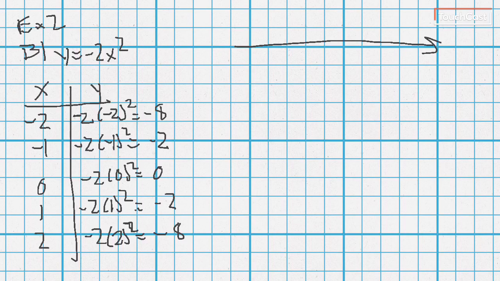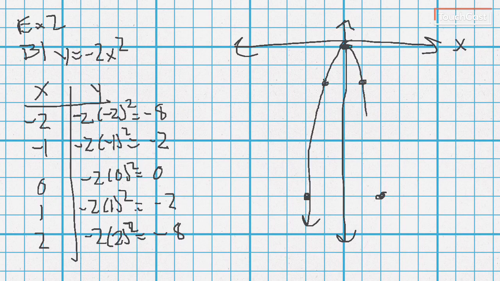We've got our x-axis and our y-axis. We have negative 2, negative 8. We've got negative 1, negative 2; 0, 0; 1, negative 2; and 2, negative 8. So we're going to connect these. And you might notice something.